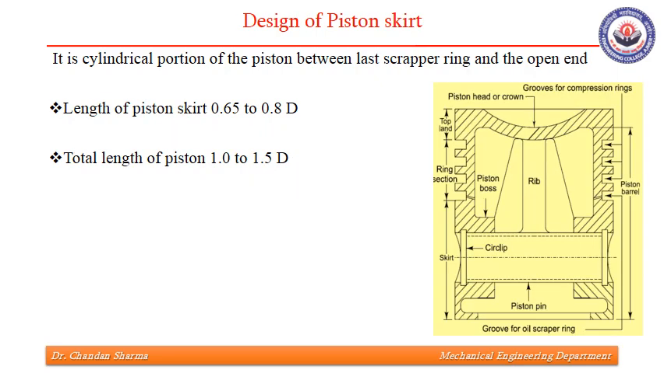Then comes piston skirt. Piston skirt is the cylindrical portion of the piston between last scraper ring and the open end. So it is basically a portion of piston barrel only. This is piston skirt, which is last ring groove to the open end. Length of piston skirt is 0.65 to 0.8 times D, and total length of piston, which comprises of piston skirt, ring section and top land, it is 1 to 1.5 D.